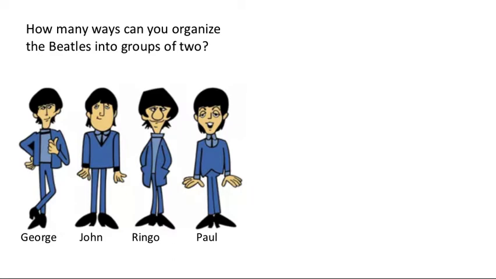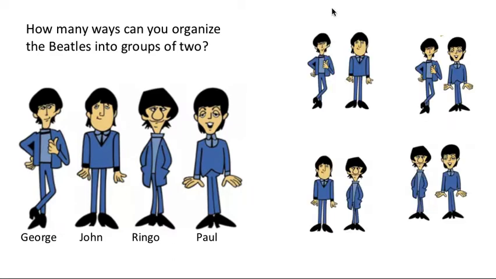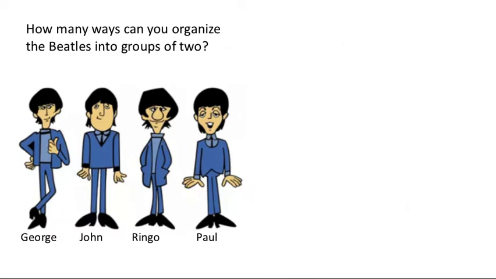How many ways can you organize the Beatles into groups of 2? Well, here we could have George and John, we could have George and Paul, we could have John and Ringo, we could have Ringo and Paul. Okay, I'm not going to sit here all day and do that, that's just annoying. So there's got to be a better, quicker way. The first thing to think about is, is John Paul different to Paul John?